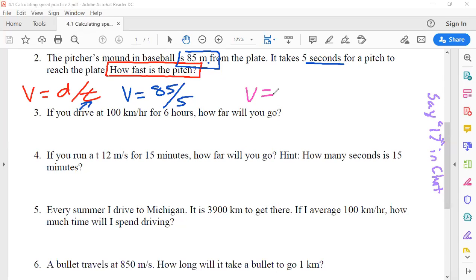V equals, if I punch this into a calculator, which I did this morning, and I actually remember something from earlier. You sure about that?